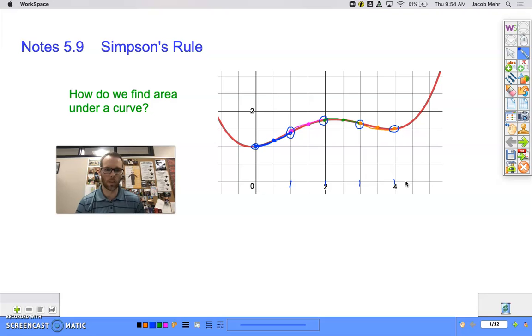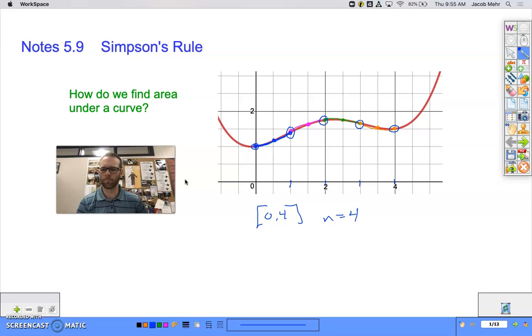So if we take a look at this, my total interval was going from 0 to 4, and I used how many intervals? I used 4, and it worked out. If I had tried to use 5 intervals, it wouldn't work. If I tried to use 6, that would actually work out.